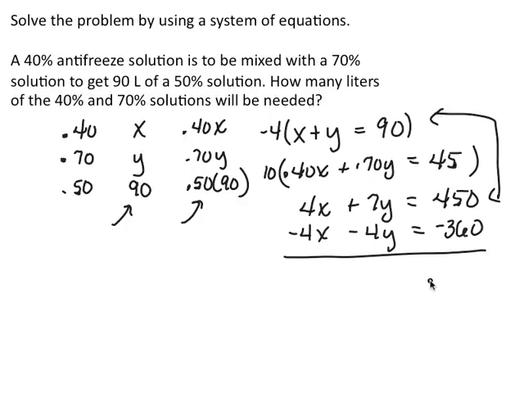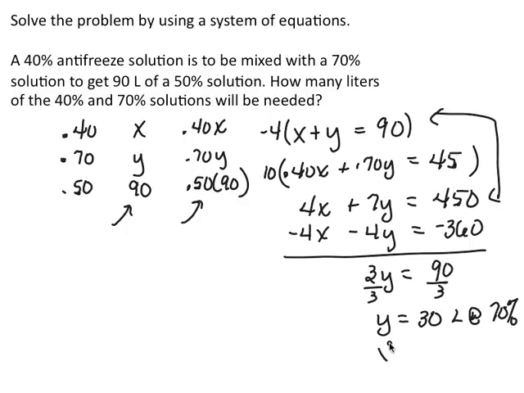Now when I add these two equations together, my x's are eliminated, and I end up with 3y equal to 90. We divide by 3 on both sides, and y is equal to 30. So that is 30 liters at, I go back up here, and y was my 70% solution. So I have 30 liters at 70%, but I also need to find my x.